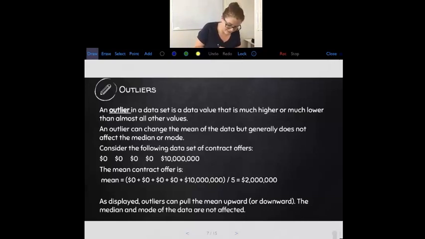Take a look at the example with contract offers: $0, $0, $0, $0, $10 million. If you were to calculate the average, or the mean, you would take 0 plus 0 plus 0 plus 0 plus 10 million and divide by 5 and get an average of 2 million. That might not be the greatest representation, but notice how the outlier of 10 million is pulling the average towards it. In a display, and we'll talk about this when we deal with skewness next, your outlier can pull the mean higher if it is a bigger value, or it can pull the mean lower if it is a smaller value.